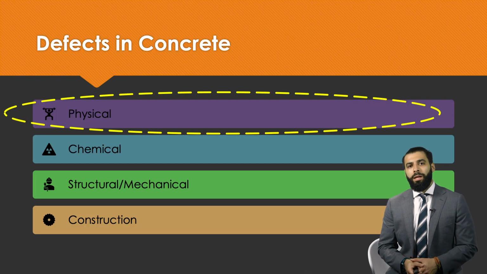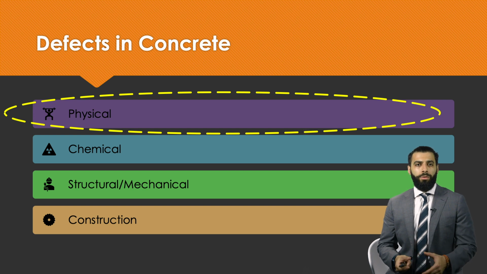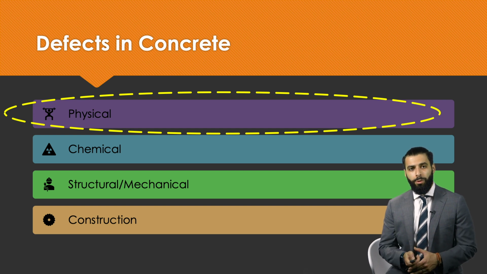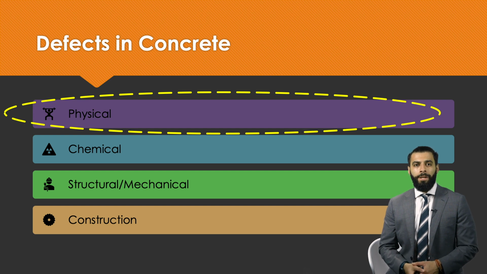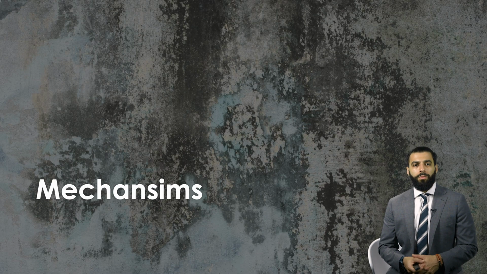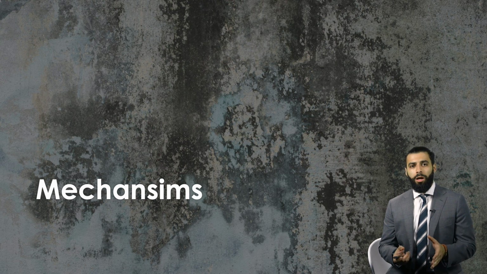So remember, the general classification system is based on whether the defect is caused because of a physical consideration or whether it's chemical related, structural or construction. The video, as I said, focuses on physical. That's the first classification type. The mechanism, it's based on several mechanisms.